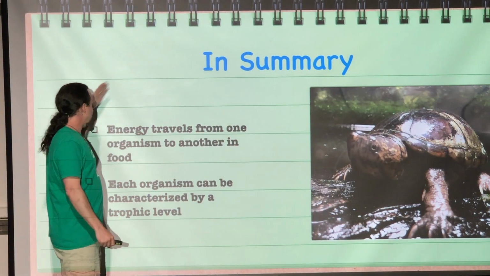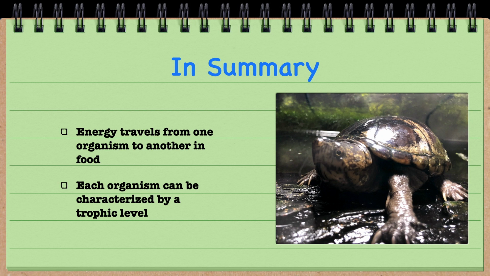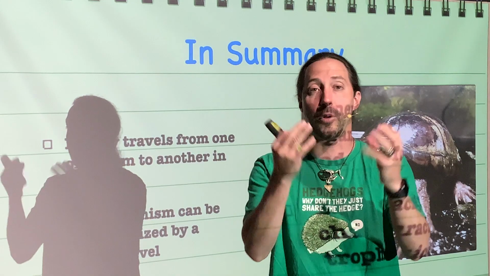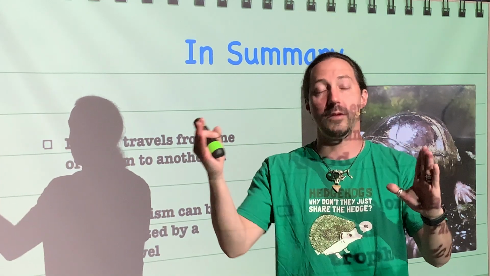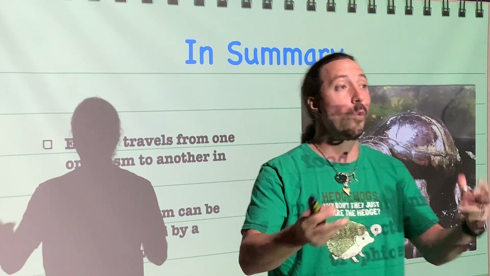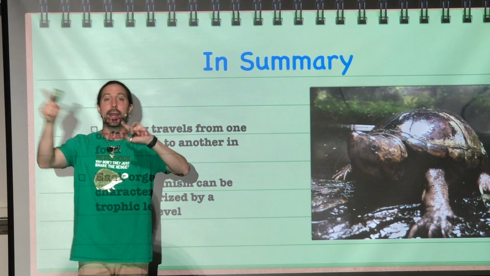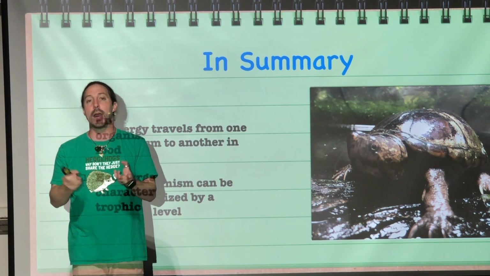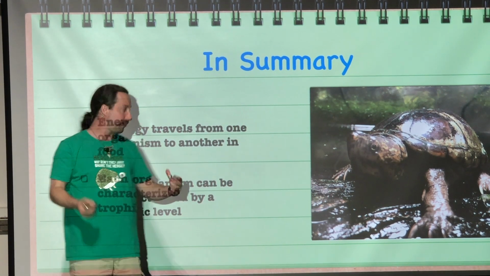So in summary of all that, energy always travels from one organism to the next organism. And that transfer of energy can either be shown in a simple one-directional method, which is a food chain, or we can look at all of the different ways that that energy possibly could travel within that ecosystem, and that would be a food web.